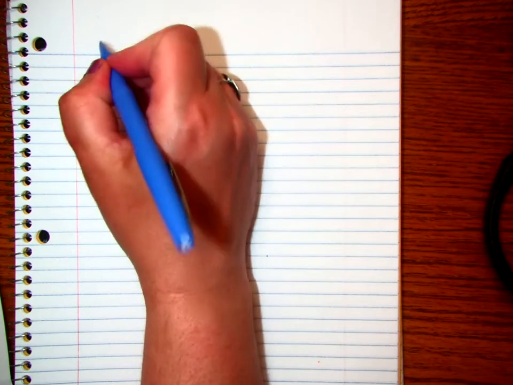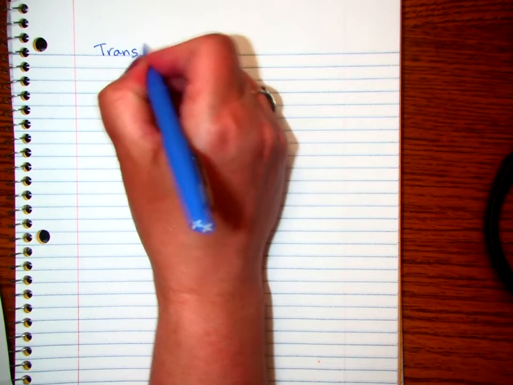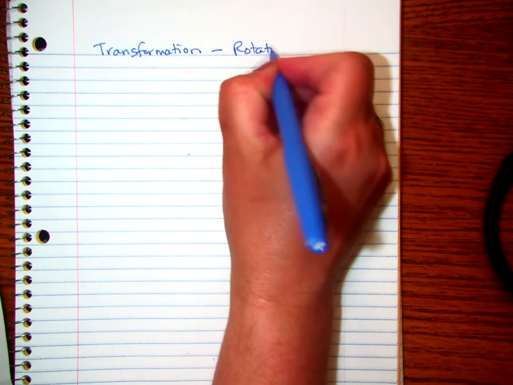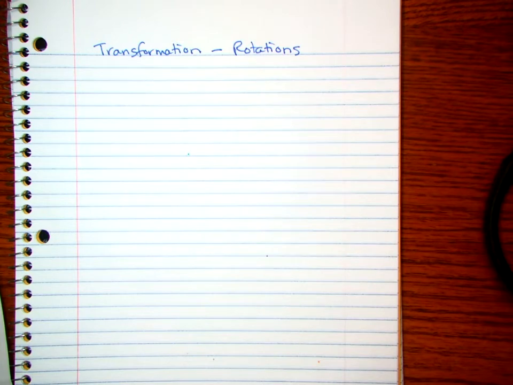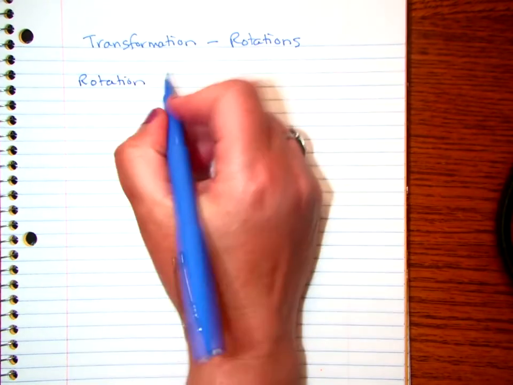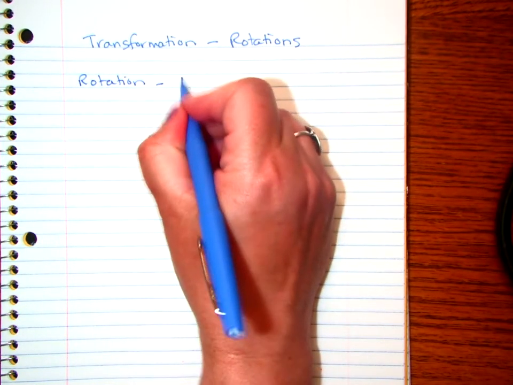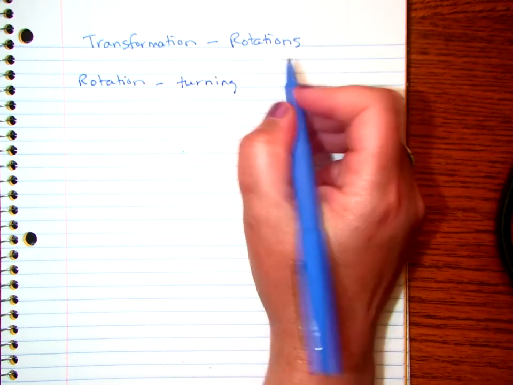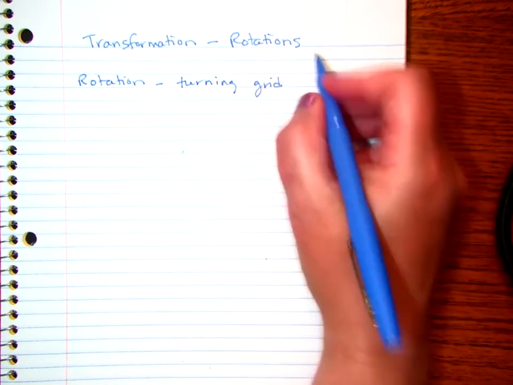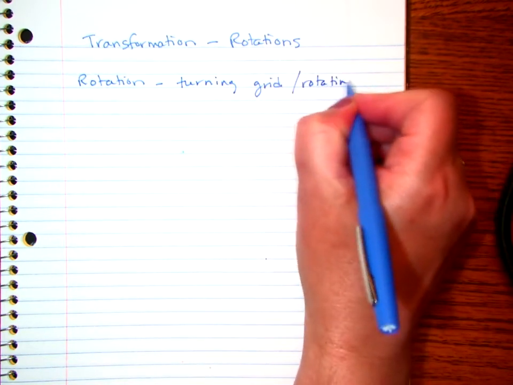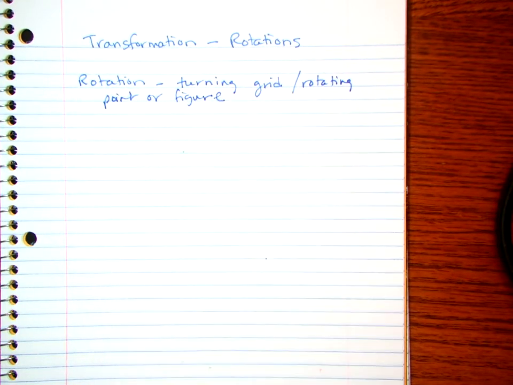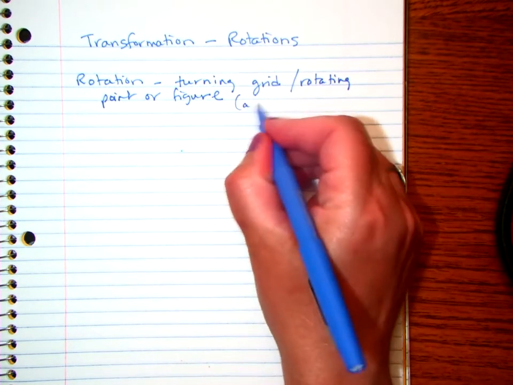So first of all, we're going to do transformations. Again, another type of transformation, and this one is rotations. Now, what a rotation basically is, is turning the grid, or basically just rotating the figure, a certain number of degrees.